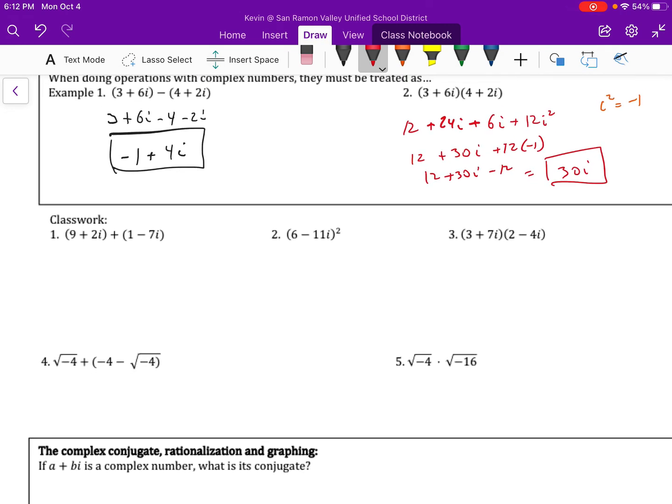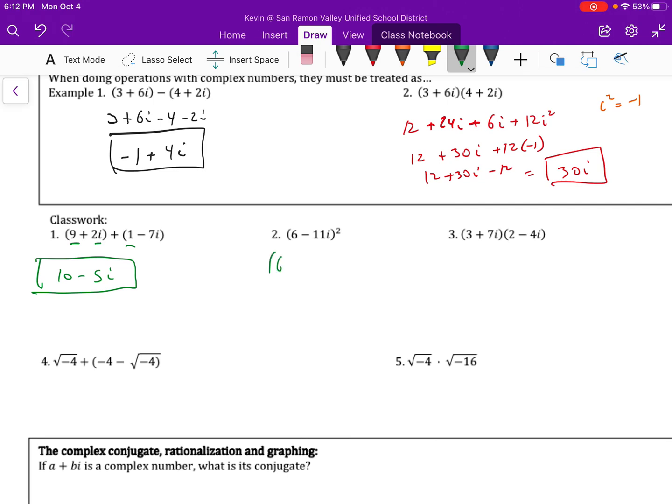All right, let's take a look at these five. We'll just go through them very quickly here. We have, again, we're going to add our like terms. So 9 plus 1 is 10. And then 2i minus 7i is going to be -5i.